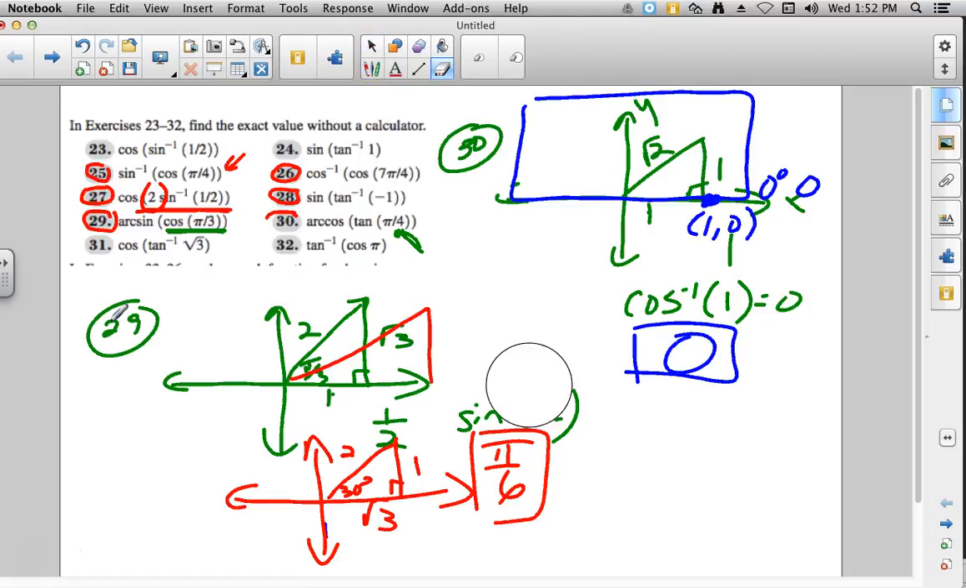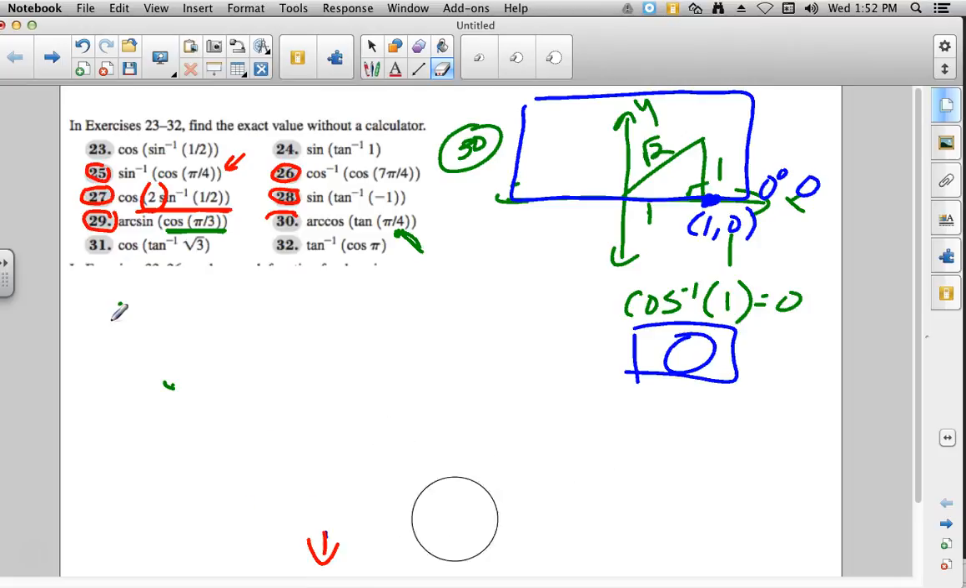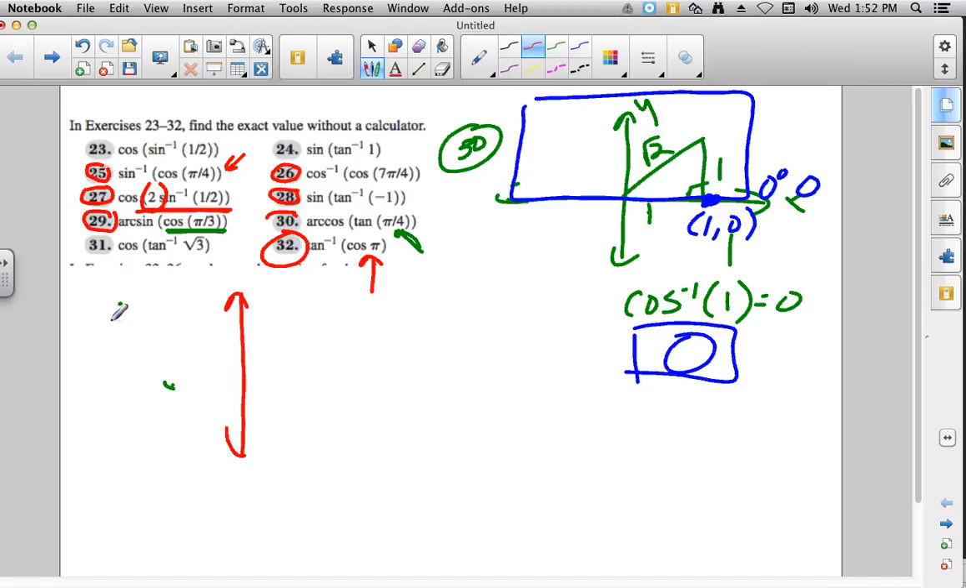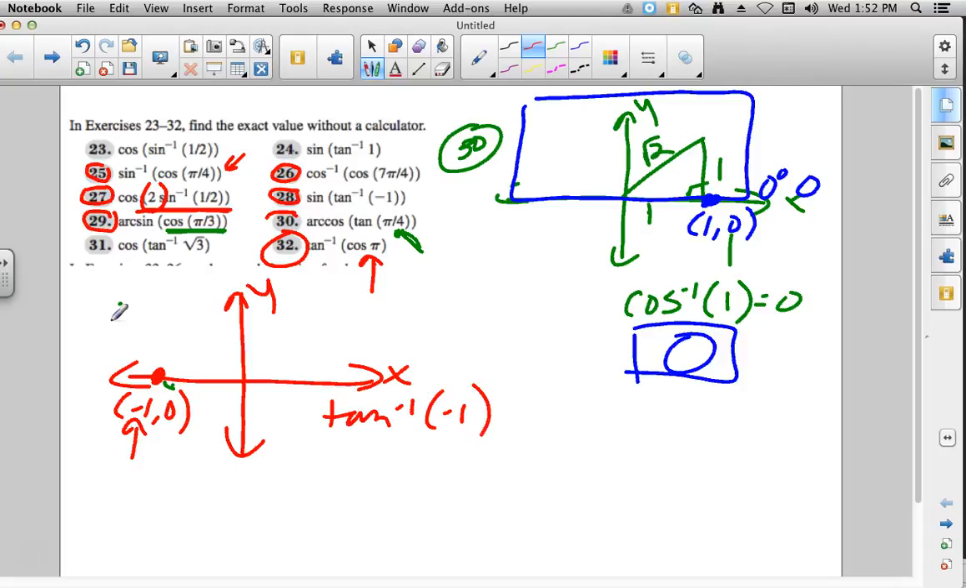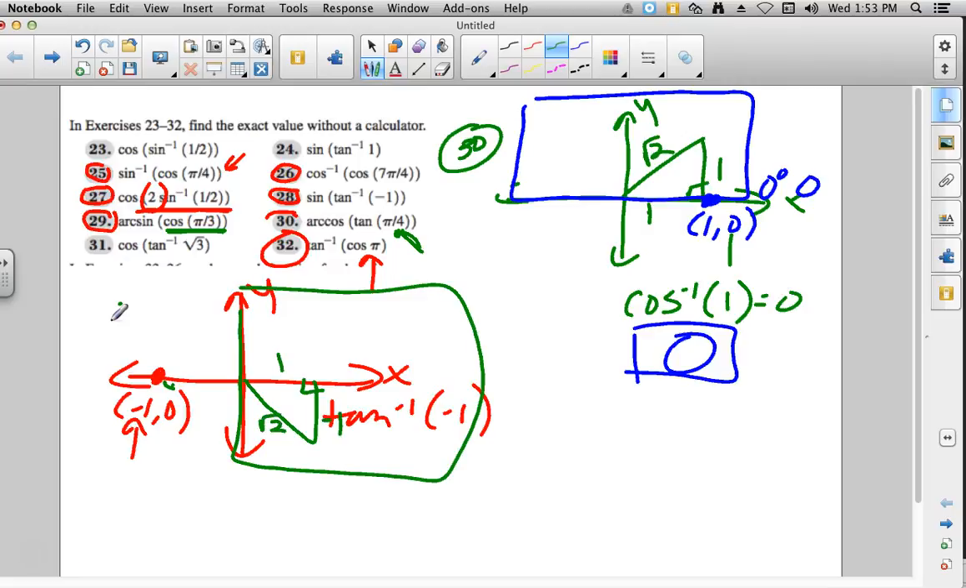Number 32 starts asking us about the cosine of pi. So come back here. Cosine is always the x-coordinate for the quadrantals. This is -1, 0. So they're really asking us about the inverse tangent of -1. So I start thinking, inverse tangent being negative, well, tangent's PBR is right here. So it would have to be in this quadrant. And to get a -1, we'd have to use our 45, 45, 90. So opposite over adjacent would make that happen.